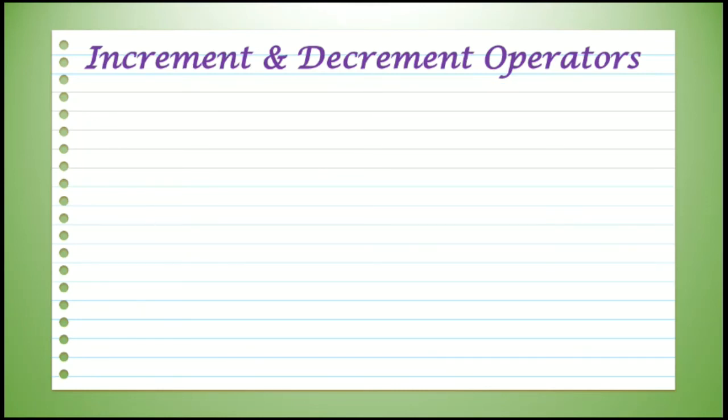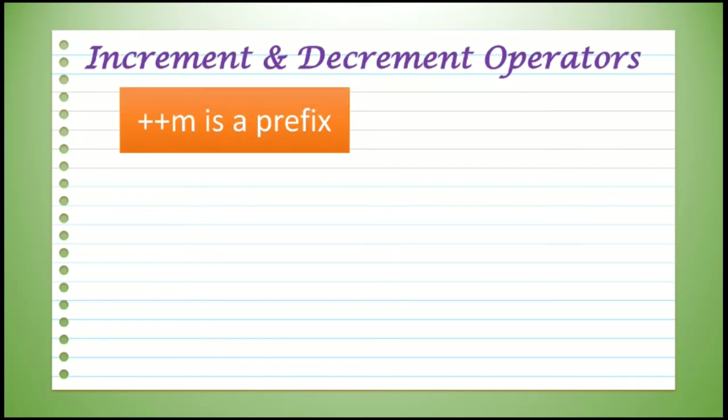Plus plus m and m plus plus mean the same thing when they form statements independently. They behave differently when they are used in expressions on the right hand side of an assignment statement. Plus plus m is a prefix operator which first adds 1 to the operand and then the result is assigned to a variable on the left hand side.